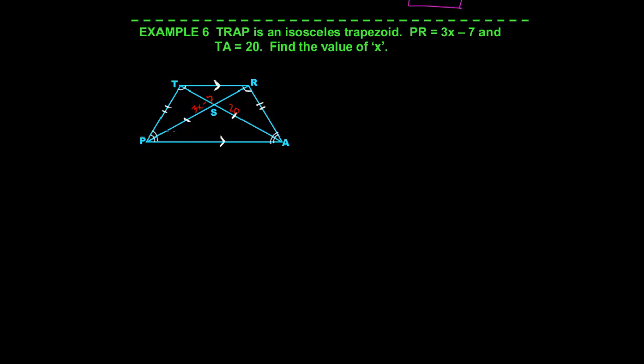Hey, looky there, I just already marked that these two are congruent. We know this. So, if they're congruent, they're equal. If they're equal, I can say 3x minus 7 equals 20. Plus 7, plus 7. 3x equals 27. Divide by 3, x equals 9. Alright, and we found the value of x.